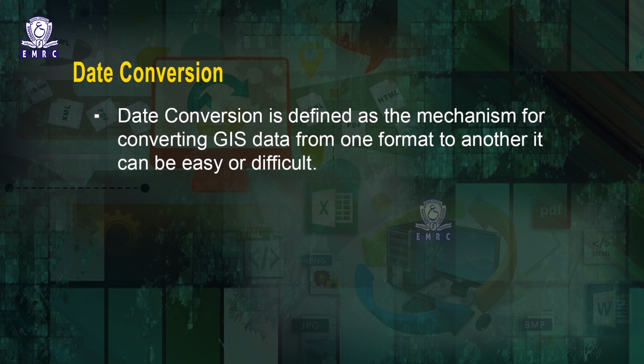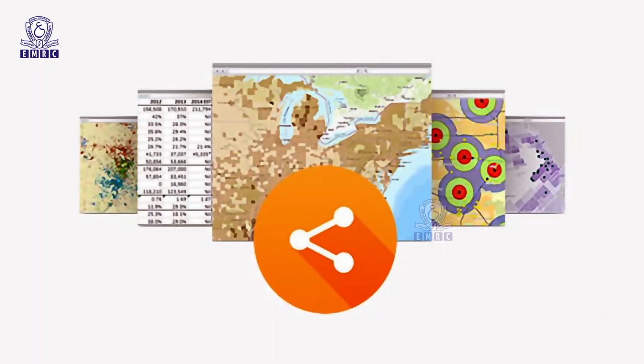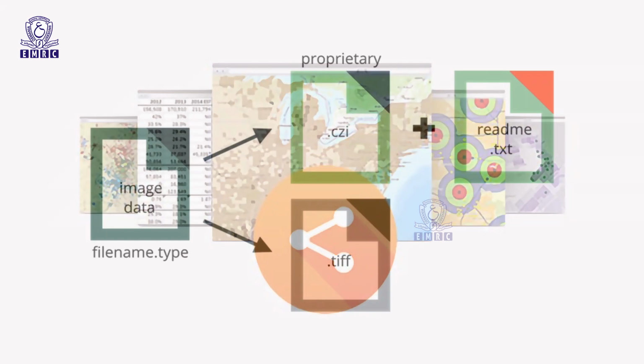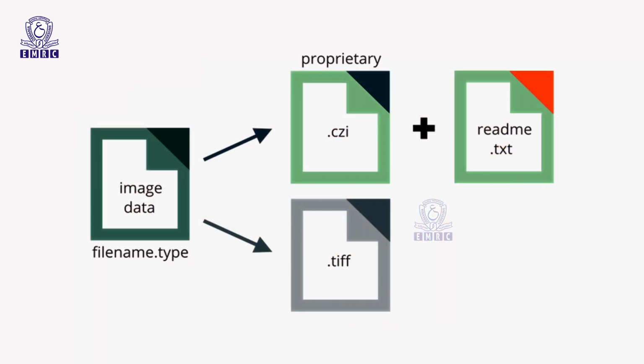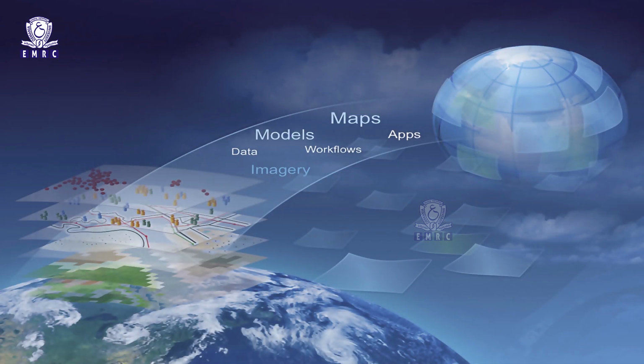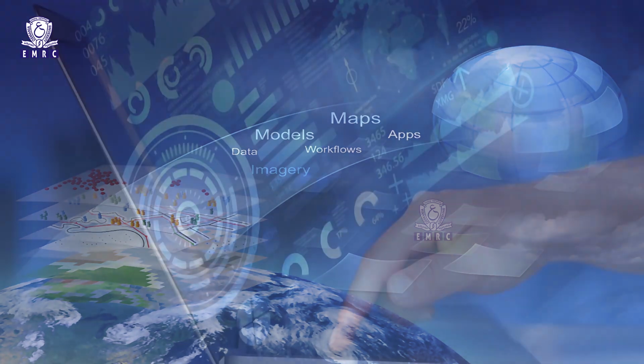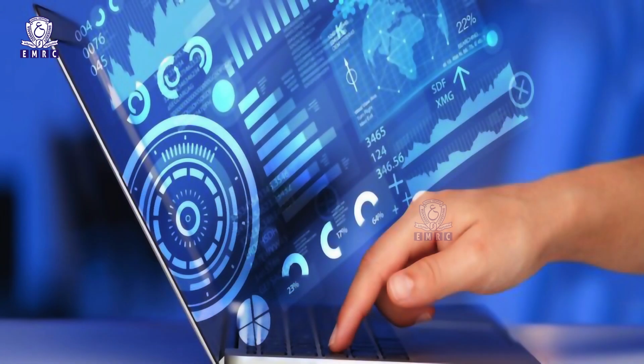It can be easy or difficult. It depends upon the specialty of the data format. Proprietary data formats require a special translator for data conversion, whereas neutral or public formats require a GIS package that has translators to work with the format conversion of existing data.